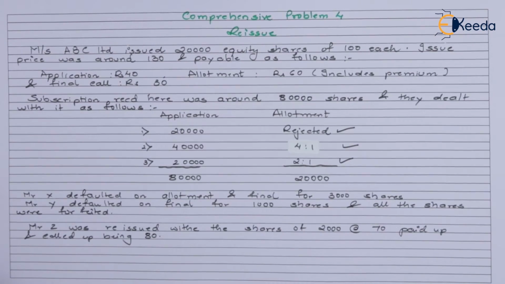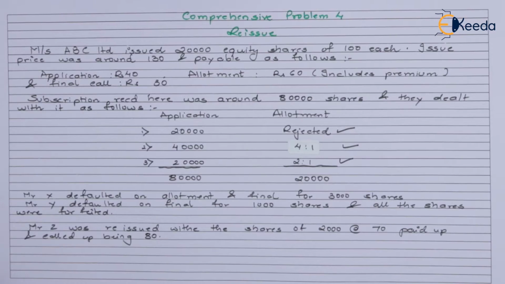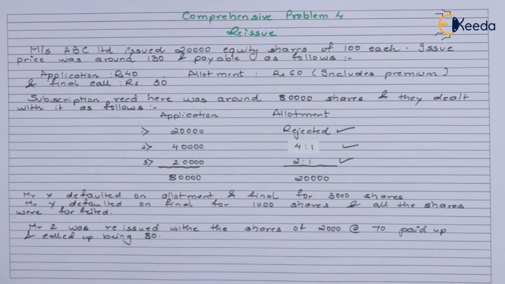Now, Mr. Z was reissued 2,000 shares here at the rate of 70 per share, with the paid up or called up capital being 80. That means the value of that specific share was taken at rupees 80, and the amount they have received here is 70 rupees. That means the face value went down to 80 out of 100, and they reissued that same share at rupees 70 to Mr. Z.